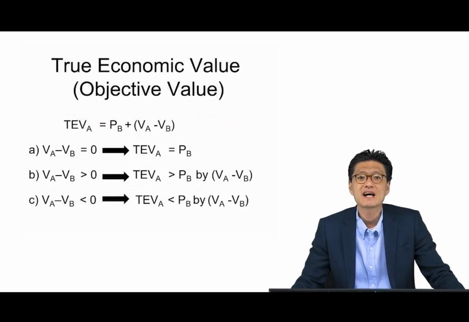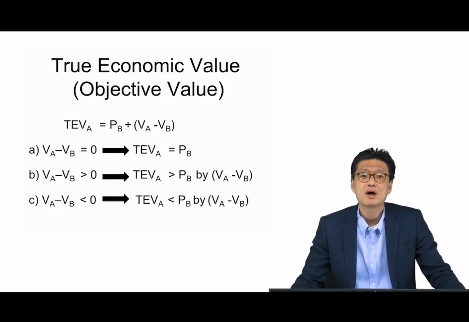In this next slide, if we decompose this a little bit further, we can think of three different scenarios where V_A minus V_B can be either zero, meaning the difference between A and B in terms of value is zero, greater than zero, in other words positive, or less than zero, in which case it would be negative.